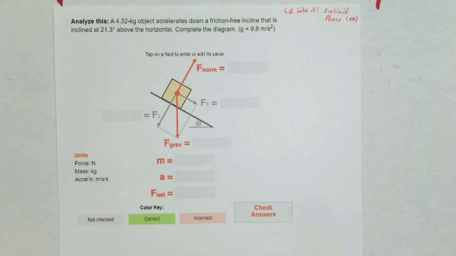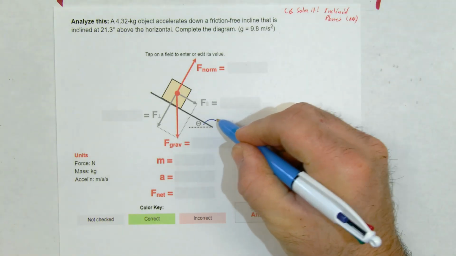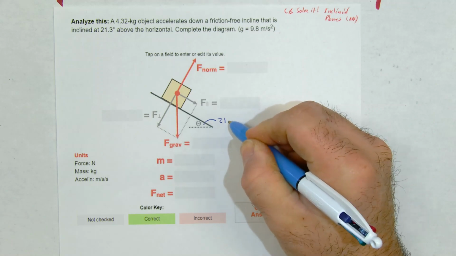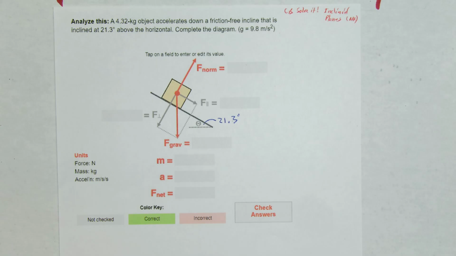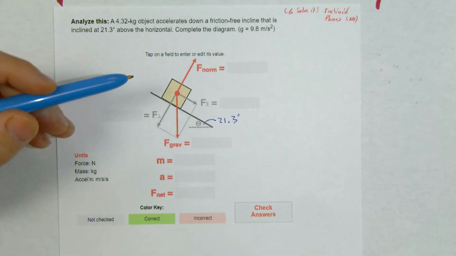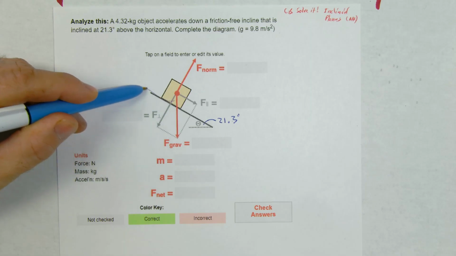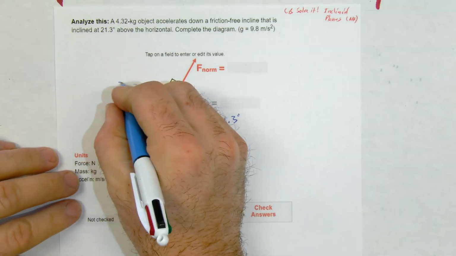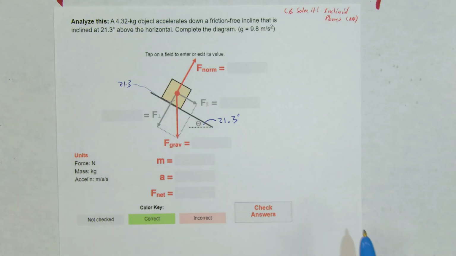So anytime I'm doing this, I always recommend drawing a picture. In this case, they've drawn the picture for us. This is not clearly labeled, so I would definitely label that 21.3 degrees. And it's also worth noting that when you're doing this, this angle here is also 21.3 degrees. If you're a person of geometry, I can show why that is.